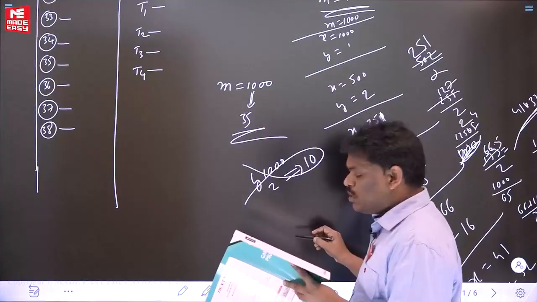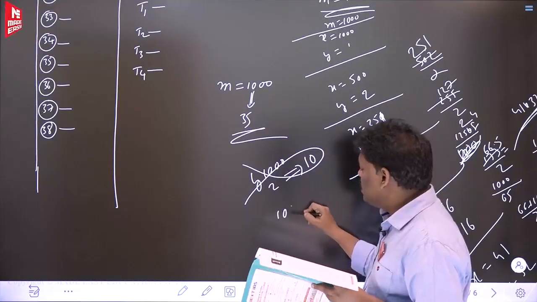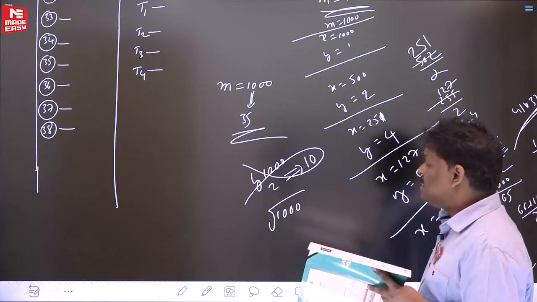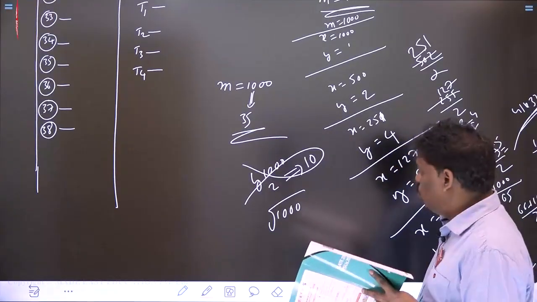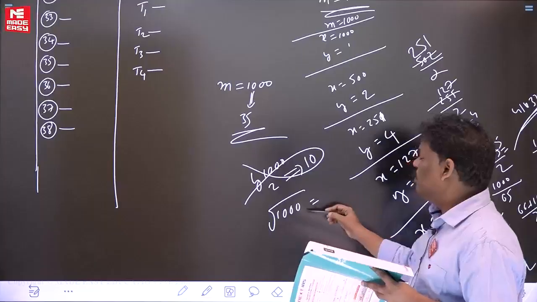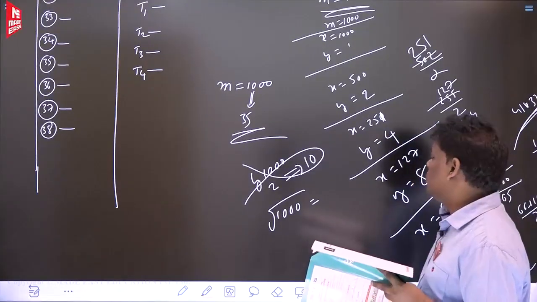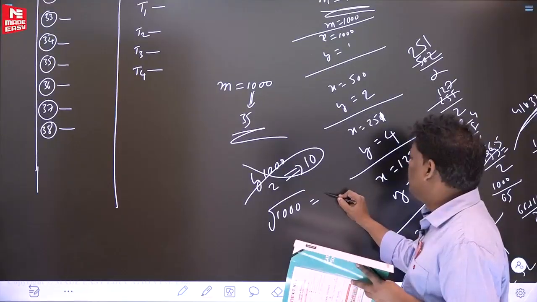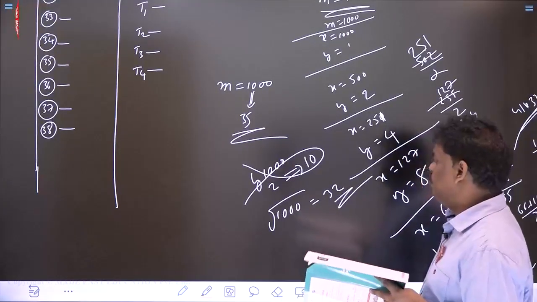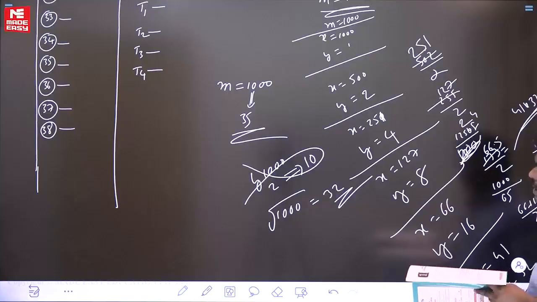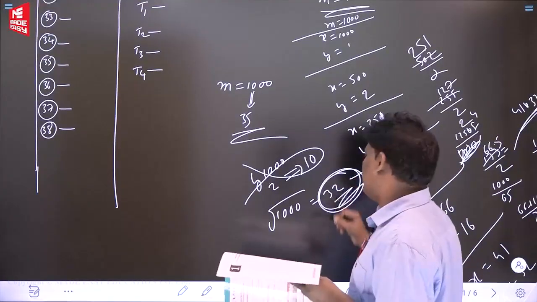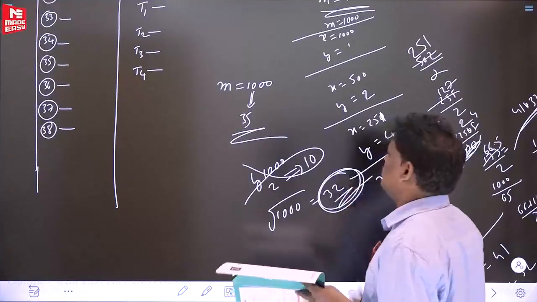Can you see option B? 1000 is given. What is root 1000? It is not asking cube root, it is asking root. Everyone knows. For 1000, what is the root? 30 into 30 is 900, so maybe approximately 32, something like that. Please check properly. Root 1000 is going to be approximately 32 or 33, whatever it is. This is the answer for this.